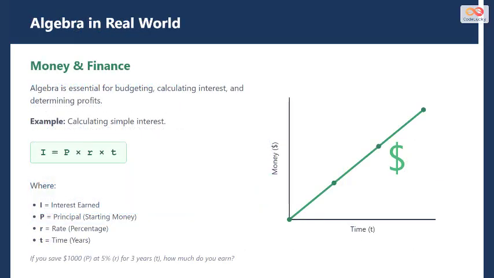Algebra is not just for the classroom, it is everywhere. In finance, we use algebraic formulas to calculate interest, savings, and loans. For instance, the simple interest formula, I equals P times R times T, uses variables to help you figure out how much money your savings will earn over time based on the interest rate.